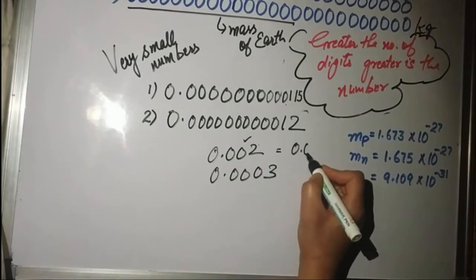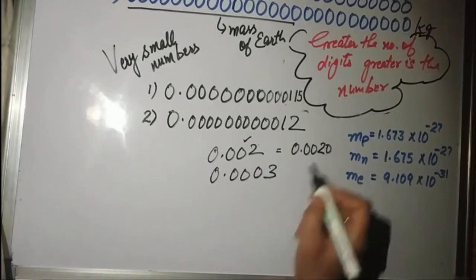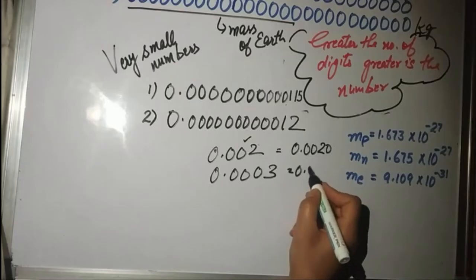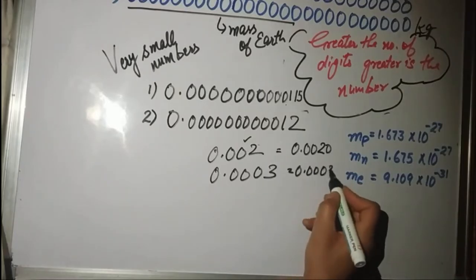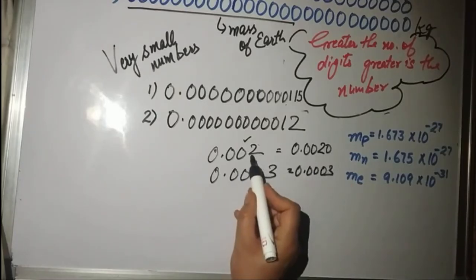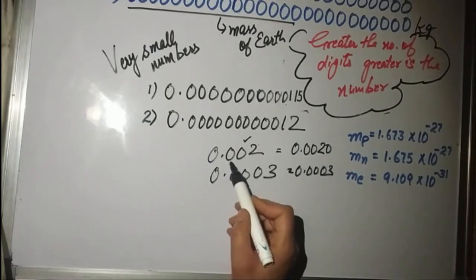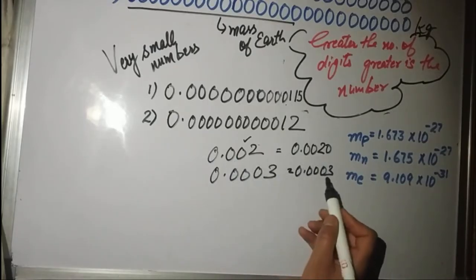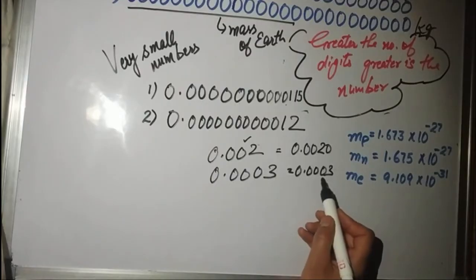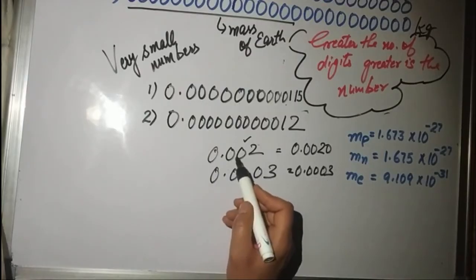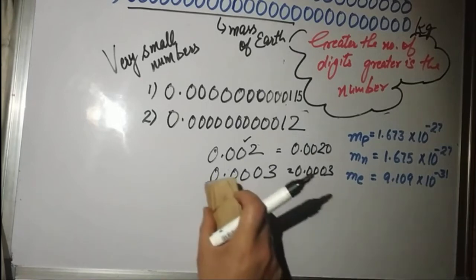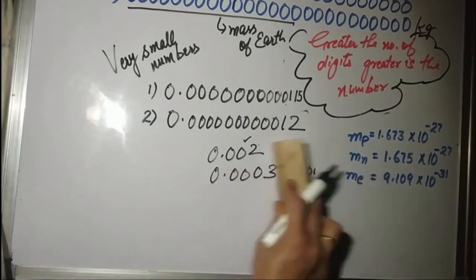Because this can be written as this, and then this is. So 2,000th actually means 20/10,000th, no? And this is 3/10,000th. So which one is greater? This one. So if the numbers are small, just like these ones, we can compare them.